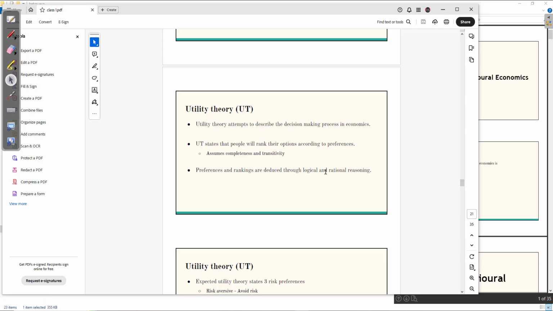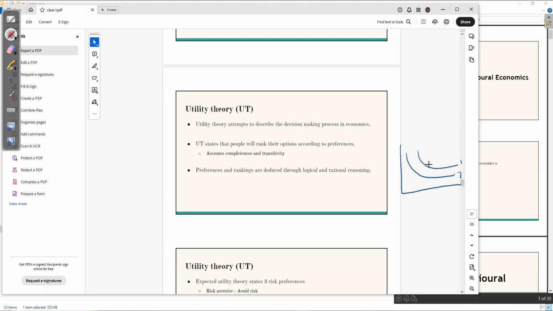What is utility theory? Utility theory attempts to describe the decision making process in economics. It states that people will rank their options according to their preferences. Preferences and ranking are deduced through logical and rational reasoning. This is what utility theory says, and we use something called indifference curves. Basically each curve corresponds to a utility level, so utility along all these points is the same.